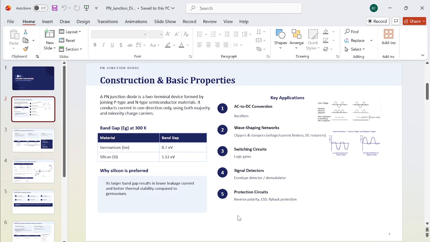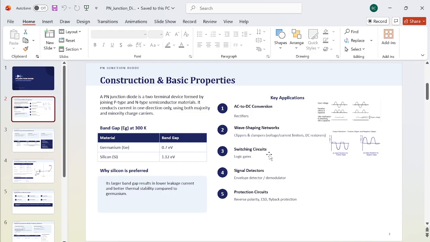And secondly, the silicon diode can work at temperatures of 150 degrees centigrade to 180 degrees centigrade, whereas the germanium diode performance degrades above 75 or 70 degrees centigrade. So because of these factors, silicon is mostly preferred for making PN junction diodes.